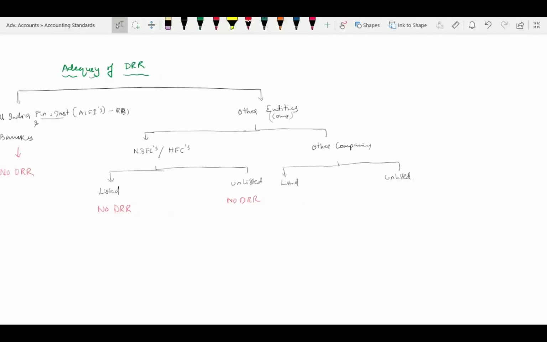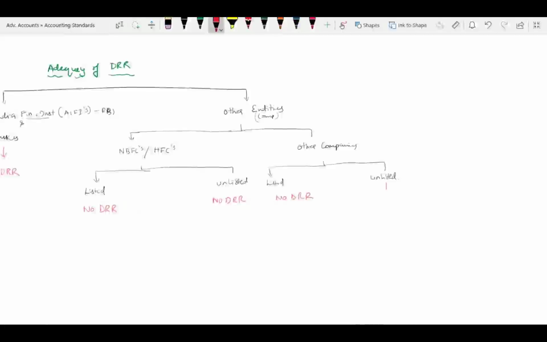In other companies also, my dear friends, if it is listed, again no DRR. If it is listed, no DRR, but only if it is unlisted, DRR has to be created at 10% of the value of outstanding debentures. Value means here the face value of outstanding debentures.